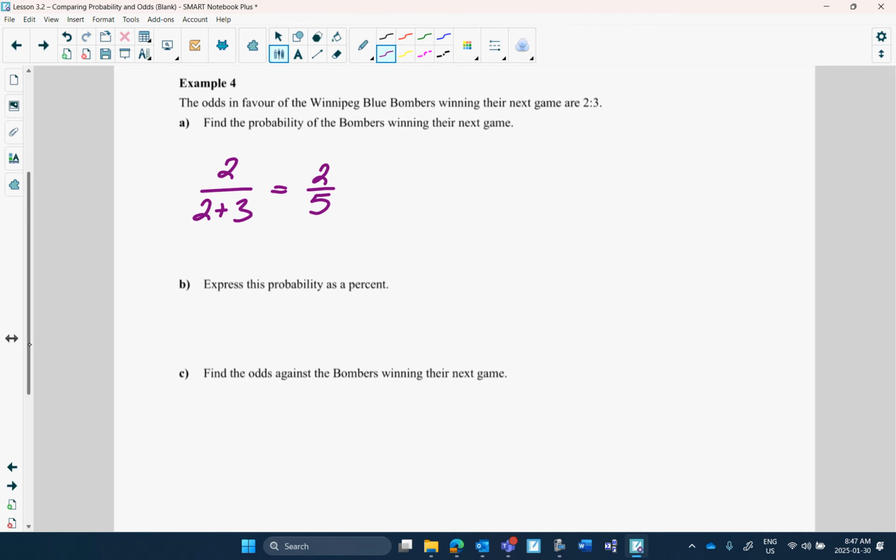How do you make this into a percent? Well, 2 divided by 5 is 0.4. Move the decimal twice, 40%. Find the odds against the Bombers winning. Now we're back to odds, not probability. Really good.